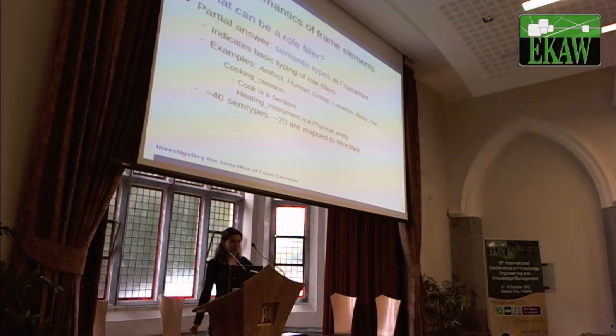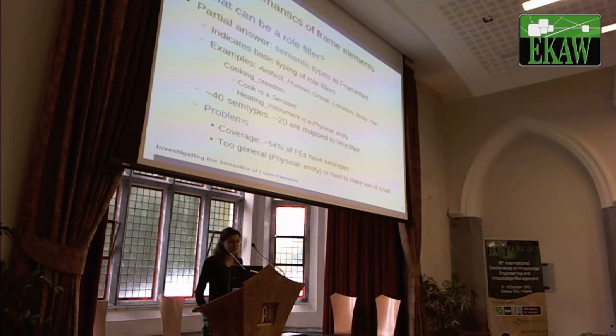For example, for a cooking creation frame, a cook role is assigned a sentient semantic type, where sentient is kind of an agent, an entity which can act and have some intentionality. There are around 40 semantic types. They're quite general. Around half of them is mapped to WordNet synsets.